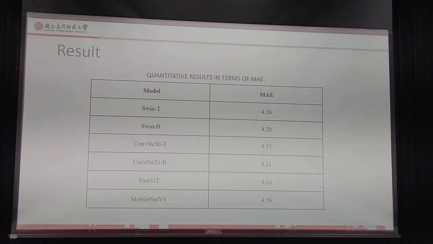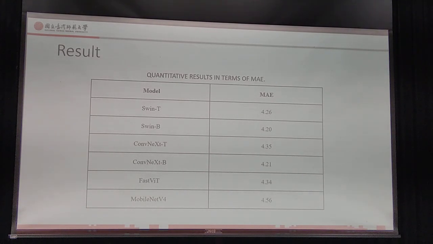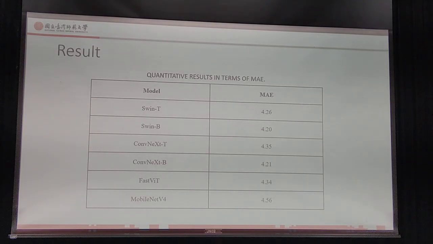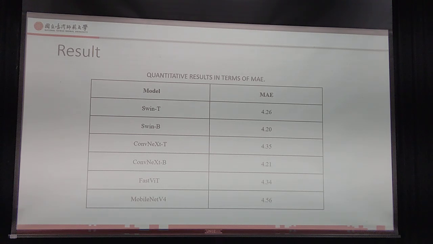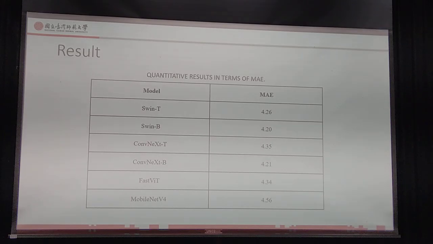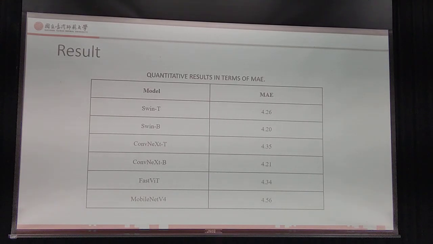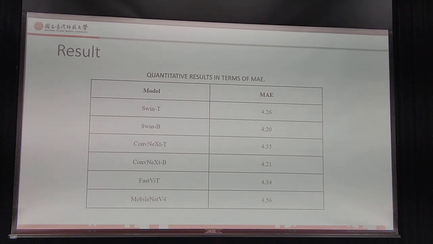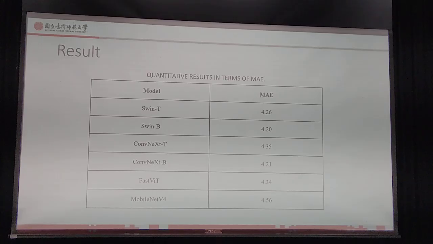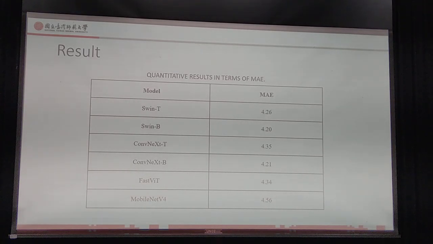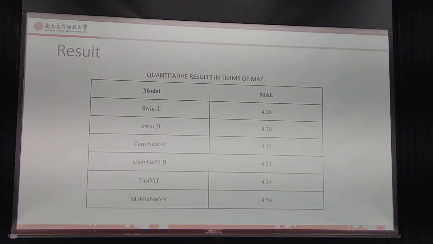This is the quantitative result of our experiment measured by MAE. As you can see from the table, Swin Transformer achieved the best result with an MAE of 4.2. Closely behind is ConvNeXt with an MAE of 4.21. The gap between them is only 0.01, which is extremely small. This narrow margin shows that both models are not only accurate in standard image classification, but also perform almost equally well in the more challenging task of continuous age estimation.